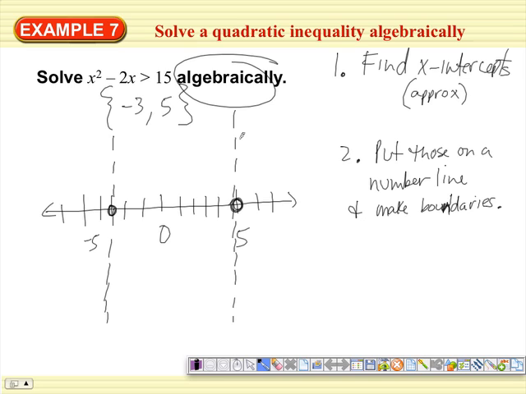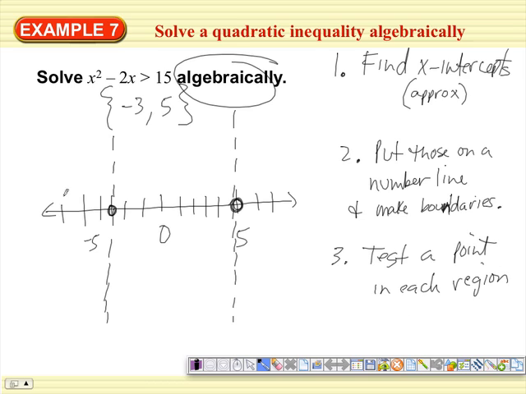So what could we do? What did you guys say before? What did you want to do to check? You wanted to test some points, right? That's all this method is about. Testing points. So basically what you're going to do is test this side. Does this side work? Yes or no? Does this work? Does this work? So let's do this. Step number 3. Test a point in each region.